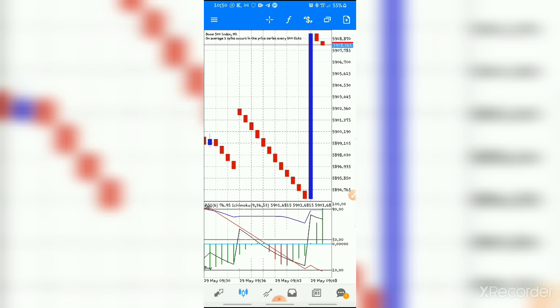So I think that should be the end of the video. You just combine the indicators with your price action, which is the area of value, to have an accurate and perfect result. Thank you.